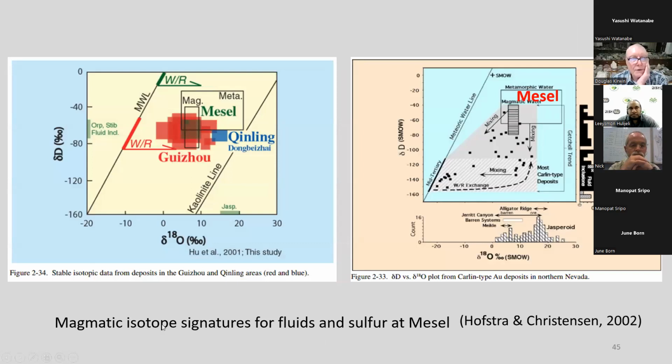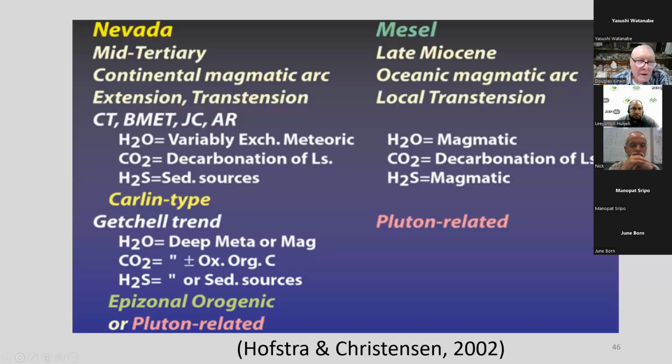Similarly, they also studied sulfur isotopes and found that most of the sulfur at Messel, at least, was probably magmatic. And so this was somewhat different to the studies that were done from the Carlin deposits. And in summary, on the left were the main characteristics for the Nevadan deposits.